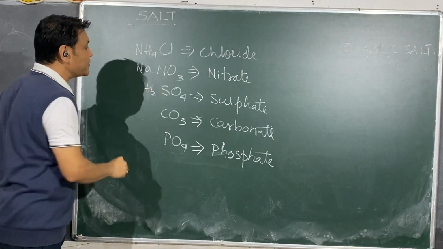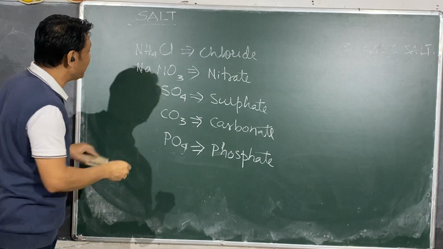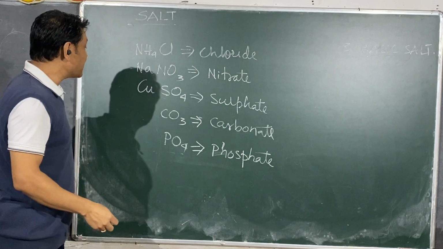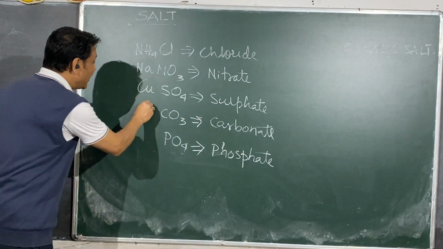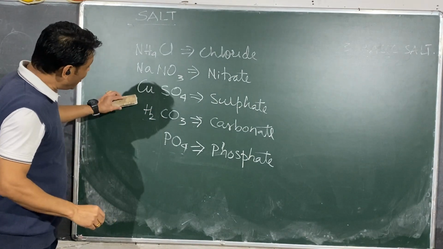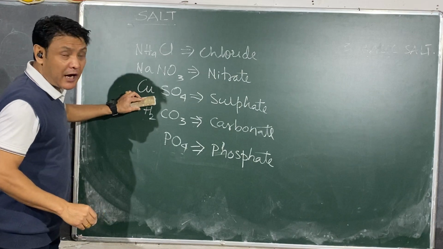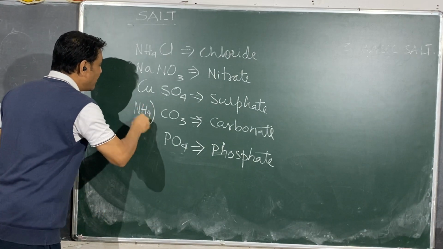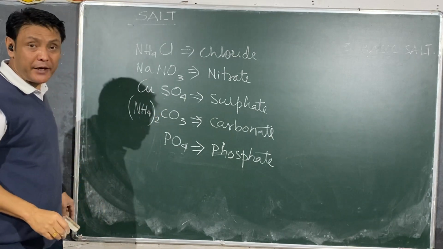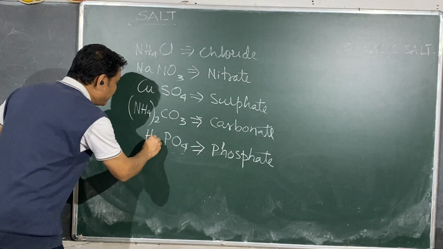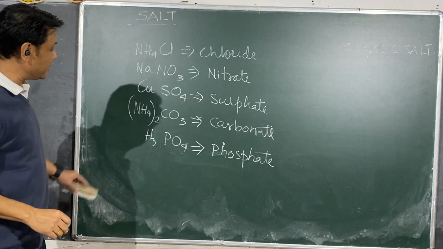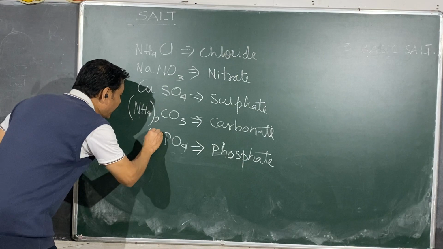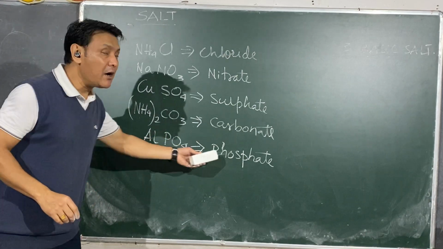Sulfuric acid, H2SO4, will produce a salt called sulfate. For example, if the hydrogen is replaced by copper, then it becomes copper sulfate. Now H2CO3: if all the hydrogen ions of carbonic acid are replaced by, let's say, ammonium, it becomes ammonium carbonate, (NH4)2CO3. And H3PO4 has 3 replaceable hydrogens. If all 3 are replaced by, let's say, aluminum, it becomes AlPO4, aluminum phosphate.